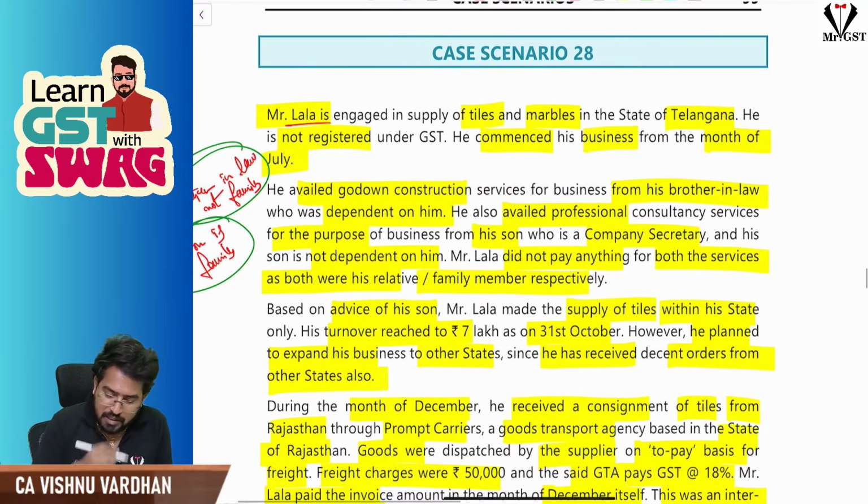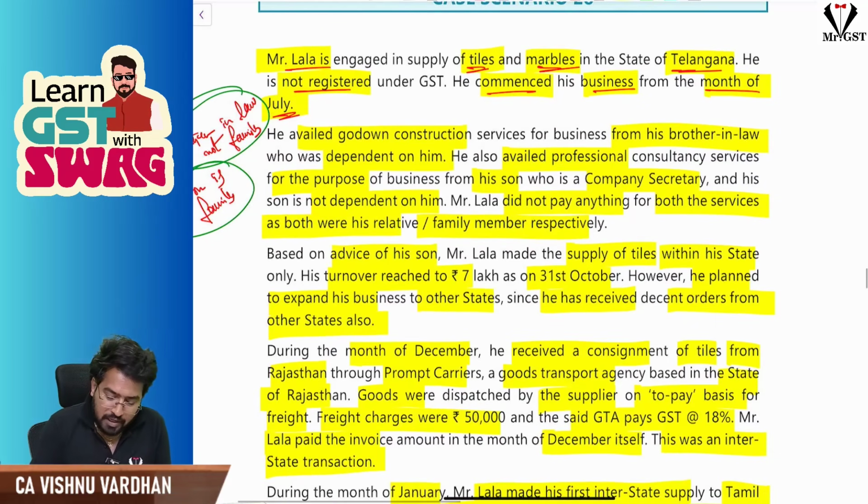Now, Mr. Lala is dealing with tiles, marbles in Telangana, not registered under GST, commenced this business in the month of July. He availed go down construction services from his brother in law.